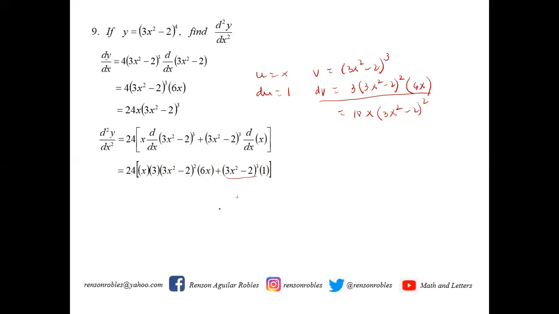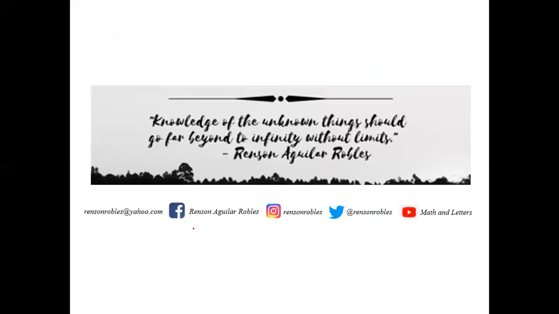Okay? And then simplifying, we shall have 24 and by common monomial factor, we can factor out 3x squared minus 2 to the second power. And then 3x times 6x will become 18x squared, plus, and then there will be 3x squared minus 2 left on the second term. And then simplifying further, you will have 24 times 3x squared minus 2 to the second power, and then you collect similar terms here, and that will give you 21x squared minus 2. Okay, and that's it for now.